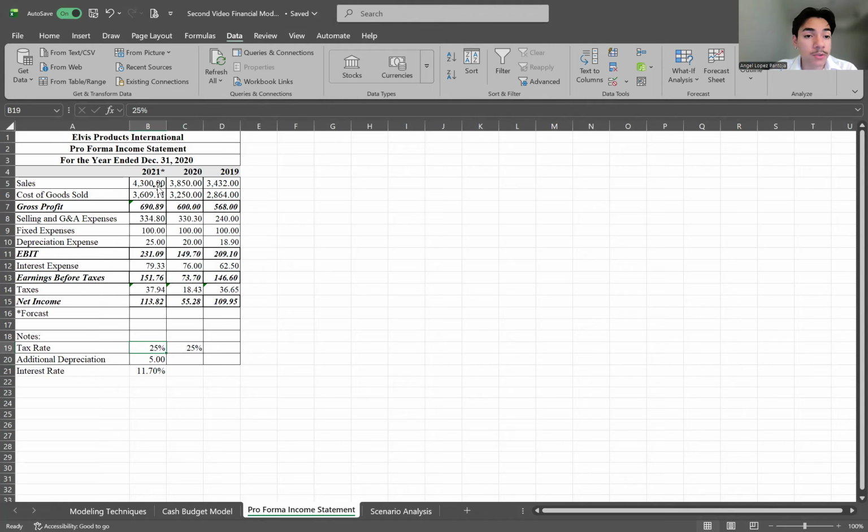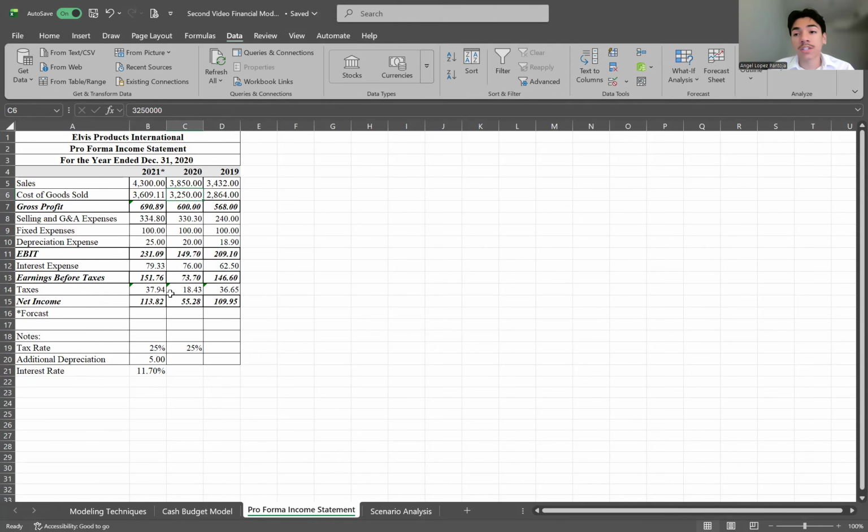To get the sales, we're assuming we're going to get 4,300,000. In order to get the cost of goods sold, when forecasting we have to get the average. So we have 3,250,000 divided by 3,850,000, the same equation. We get that average, and then we multiply it by the sales, just like normal, which gives us 3,609,000. We see that our gross profit goes up here.